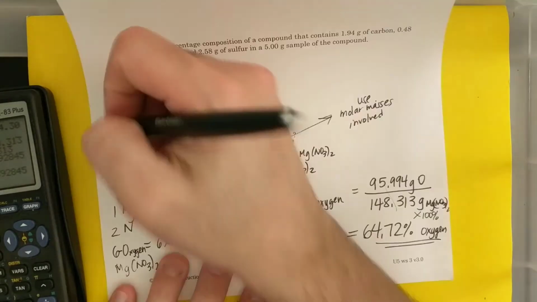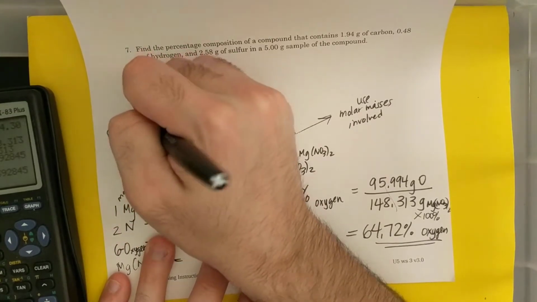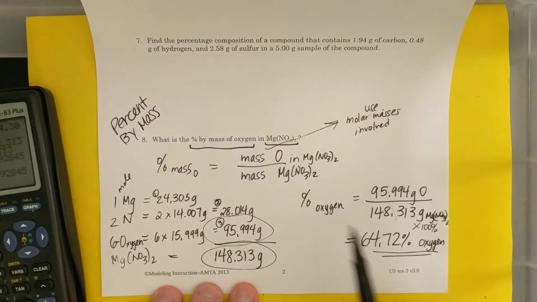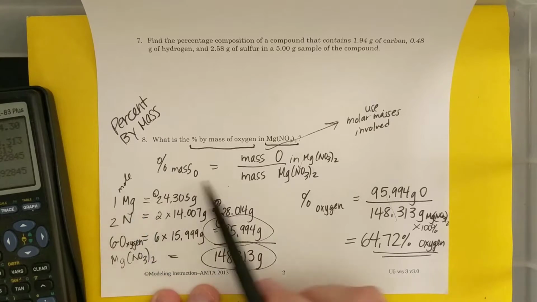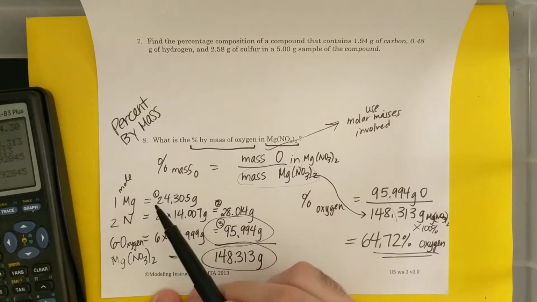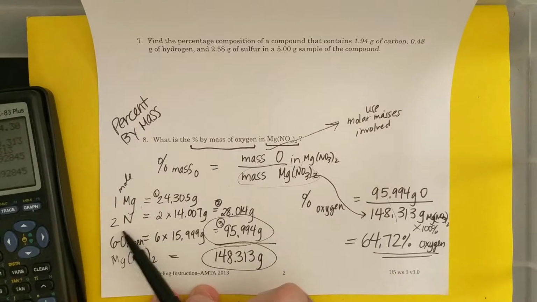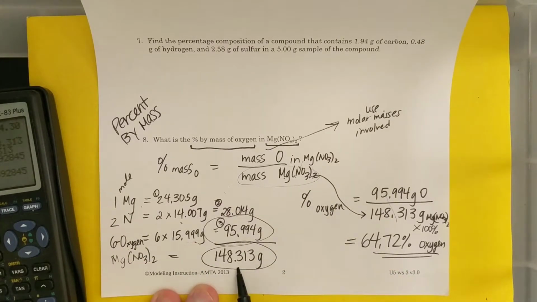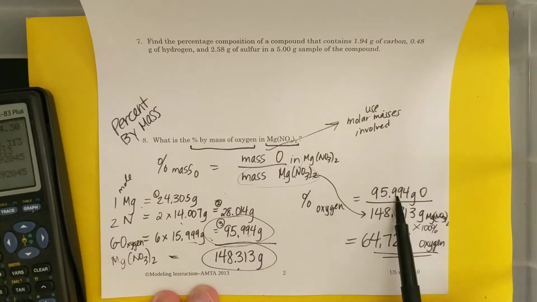So quickly recap how to do percent by mass. You need the molar masses of the elements and the compounds. If I want the percentage by mass of oxygen, first I needed the total mass of the whole thing, which was 148.313, and I did that by looking at the periodic table. There's 1 magnesium in here, there are 2 nitrogens in here, and there are 6 oxygens. And so I got the total mass of the entire compound, and then I got the mass of how many oxygens are in here. There were 6 oxygens, and that was 95.994 grams.